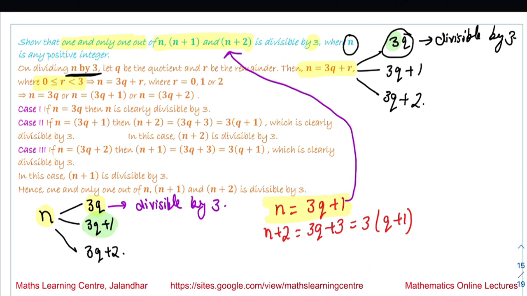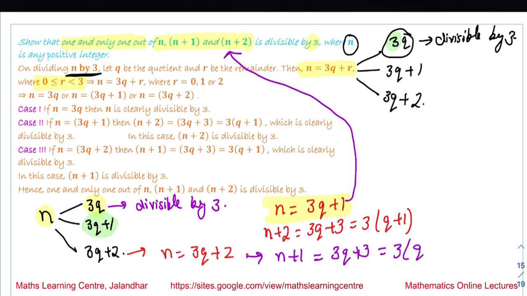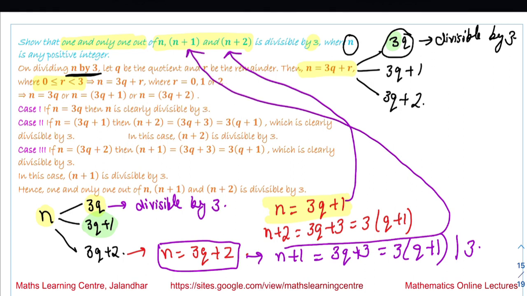Similarly, if n is equal to 3q plus 2, then n plus 1 is equal to 3q plus 3, which is 3 into q plus 1, so it is divisible by 3. So what we see is, in this case, when n is equal to 3q plus 2, then n plus 1 is divisible by 3. So out of n, n plus 1 and n plus 2, one and only one is divisible by 3.